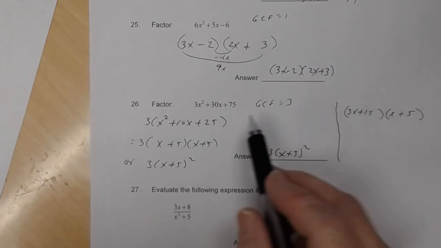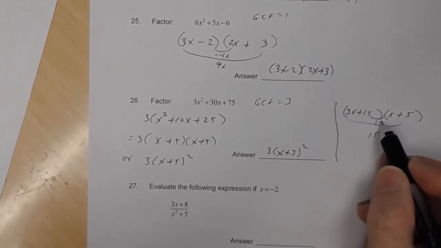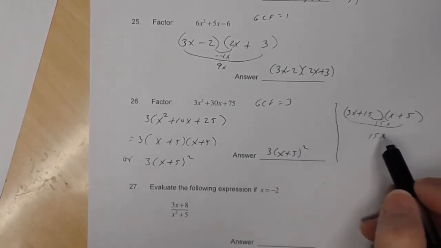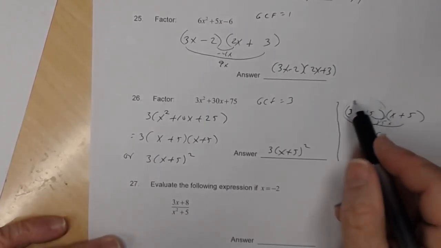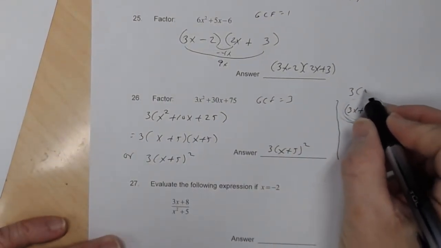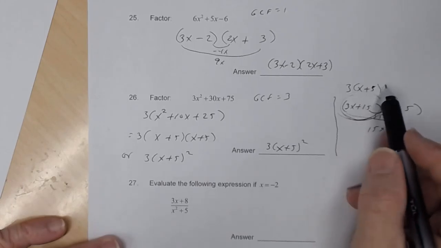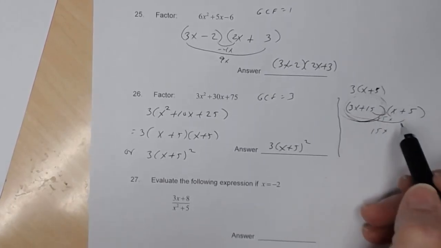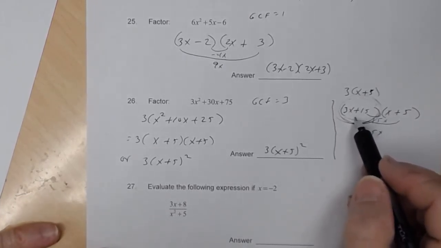Because 3x times x is 3x squared. The outer is 15x. The inner is 15x, which gives me 30x. And then 15 times 5 is 75. But the problem is that that's not the answer, because you can look at this right here and you can still factor out a 3. So you had to make sure that all your factors were prime, which meant that you can't do anything else to these factors. So the answer you should have had needed a 3 factored out of here.